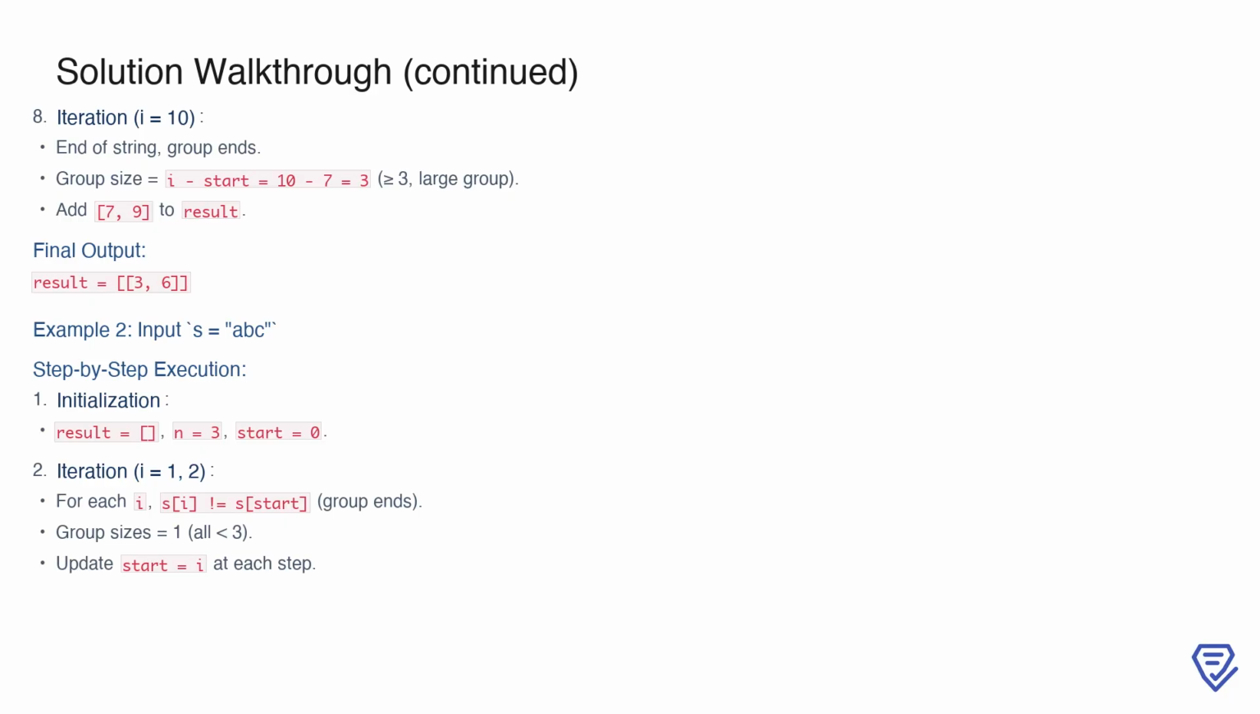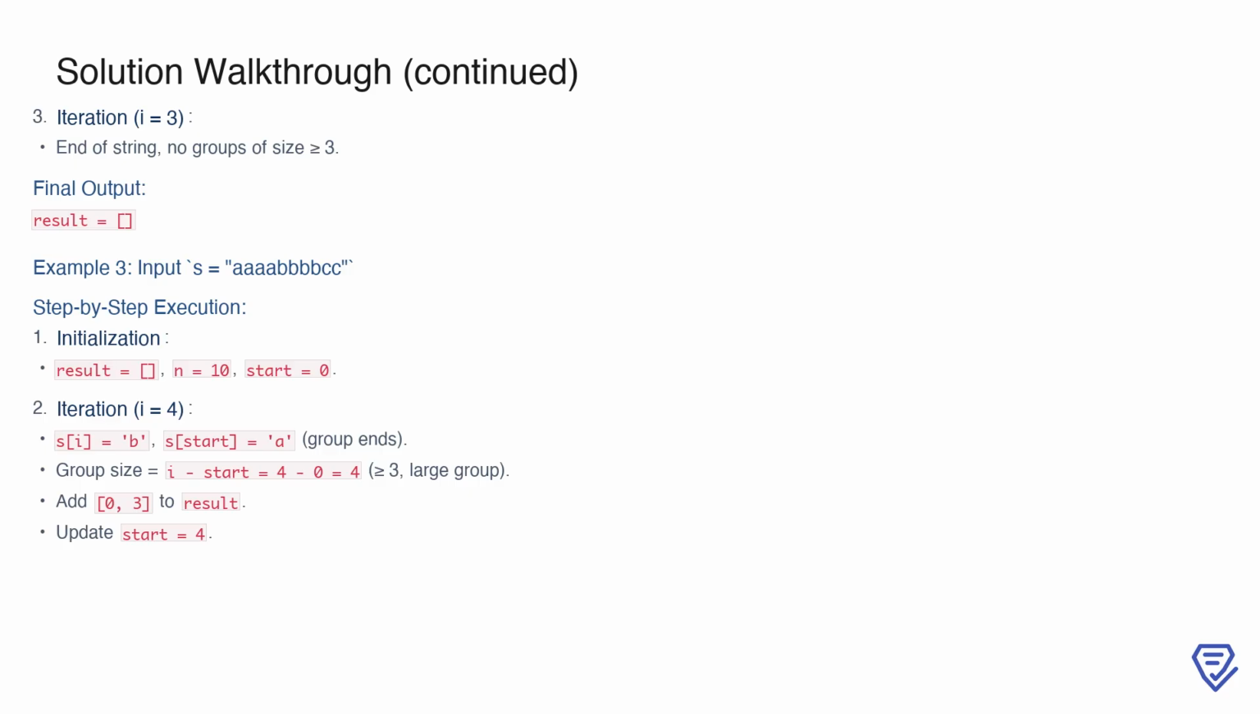After processing all characters, we update start at each step but find no large groups. Once we reach i equals 3, the end of the string, we confirm that there are no groups of size 3 or larger in this input. Therefore, the final output for this example is result equals an empty list.